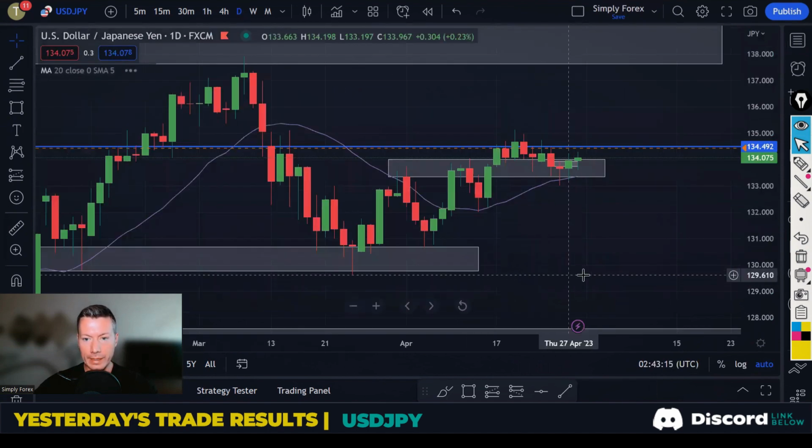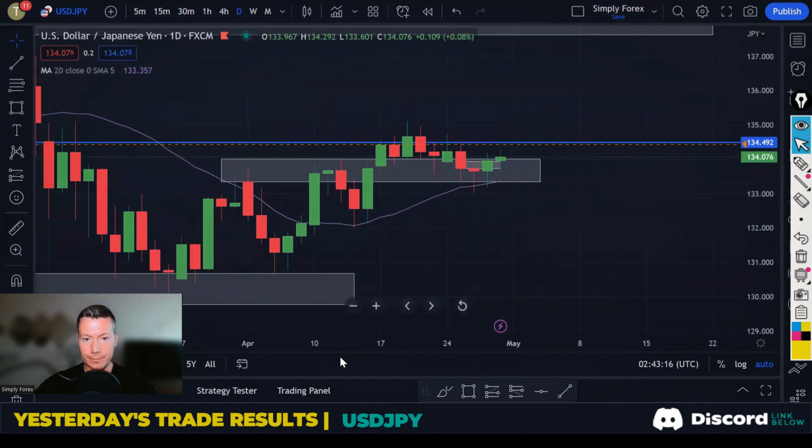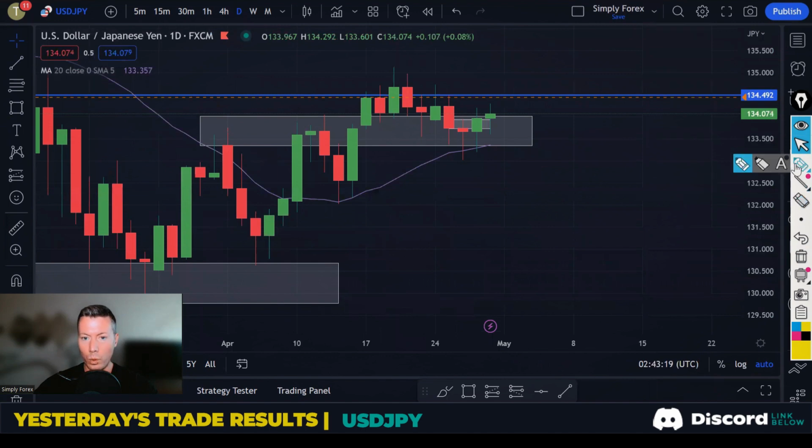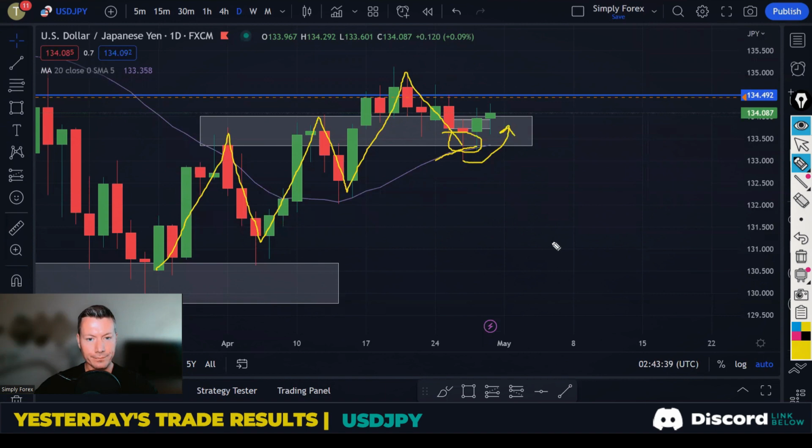So let's start with the day chart. Okay, so why were we wanting to buy this? Well, we are in an uptrend. And we were at an area of good support. Again, we've got a moving average and we've got a grey zone, a support zone. So this area here was a good area to look for buys. Okay, so structure and support and resistance.